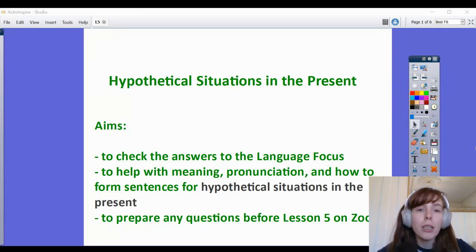Okay? The aims of the lesson are to check the answers to the language focus, to help with meaning, pronunciation, and how to form sentences for hypothetical situations in the present, and to give you an opportunity to prepare any questions you have before lesson 5 on Zoom.